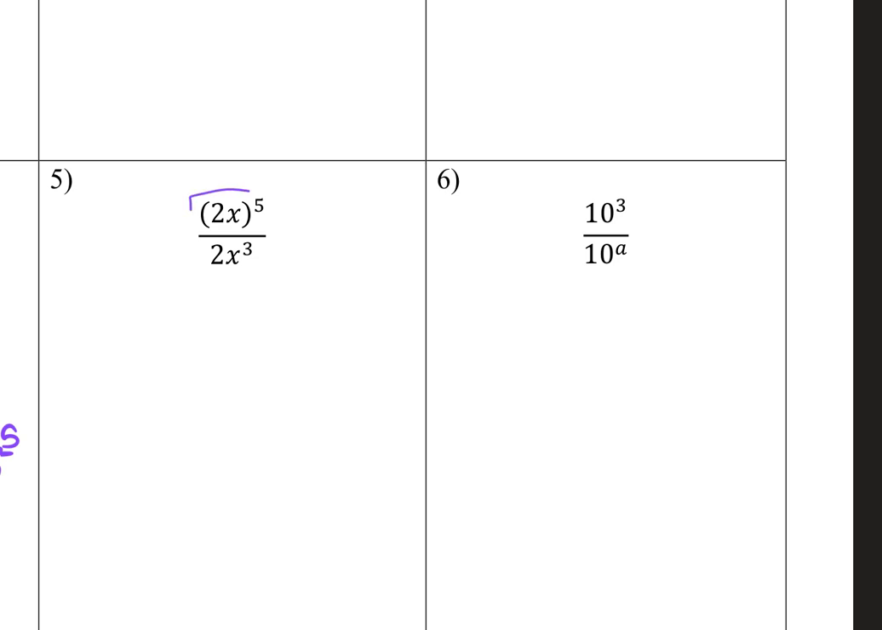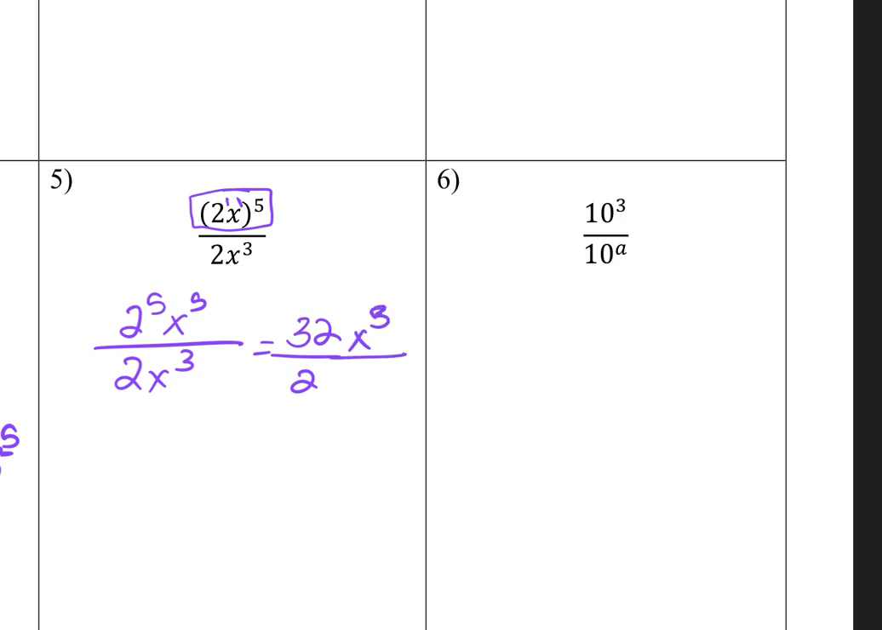Okay, the 5 is an exponent, and 2x is being raised to the 5th power, so I have to put that 1 on there. So it's 2 to the 5th, x to the 5th, and then 2 to the x cubed. Okay, we can do the math here. 2 to the 5th is 32. X to the 5th, I can continue. I'm just going to do it this way. X to the 5th, x to the 3rd.